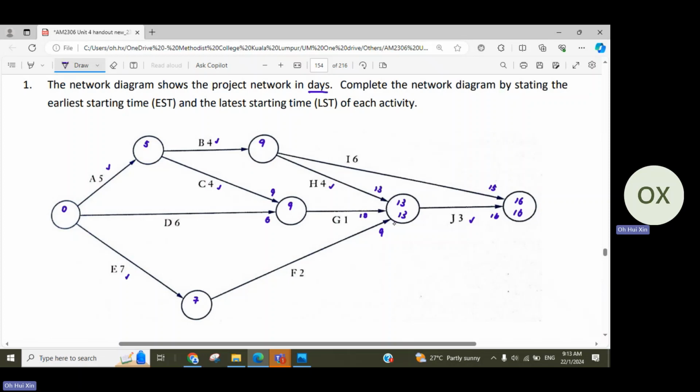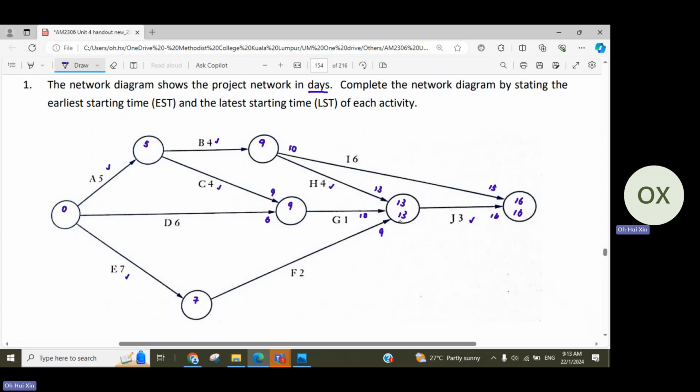Then after that, for this node, when you move backward, there are 2 paths that go backward to this checkpoint, which means you need to check both. If you want to achieve 16, then it will be 16 minus 6, that's where you get 10. Which means if you want to finish this at 16, the latest time that you need to start I is 10. Because if you start later than 10, then you wouldn't be able to reach 16. If you start at 12, your minimum completion time will become 18, right? So 16 minus 6, we get 10. So 10 is the latest starting time for I.